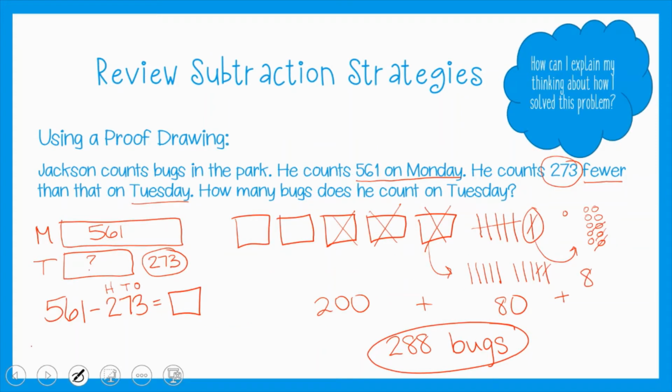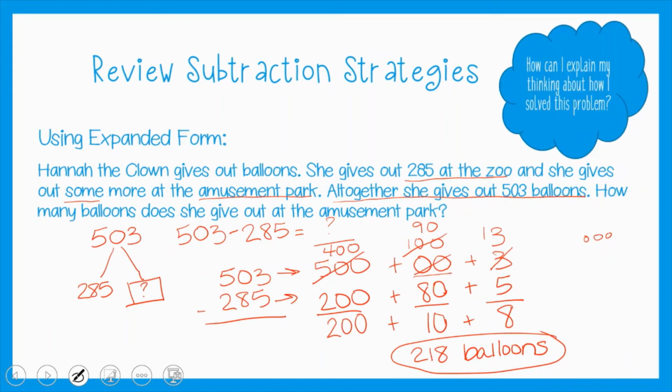Now, remember, as we do this problem, we have to think about, how did I solve this problem? How can I explain how I solved this problem? So I would have to be able to explain how, when I didn't have enough ones, I ungrouped from my tens. And because I had no tens, I ungrouped from my hundreds. And then from there, I was able to solve each of those.